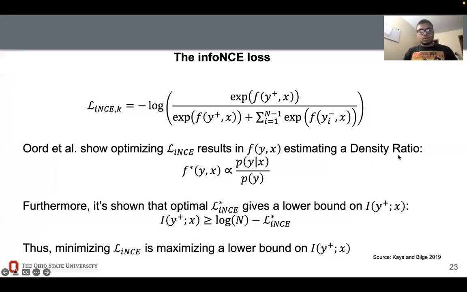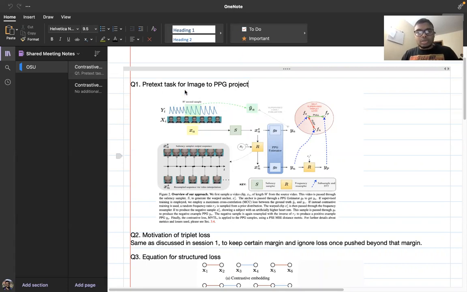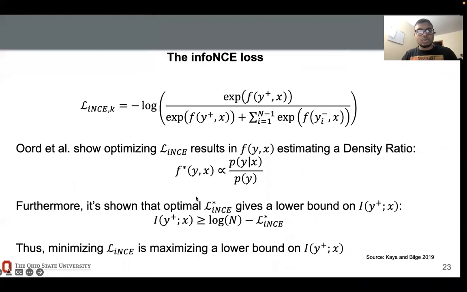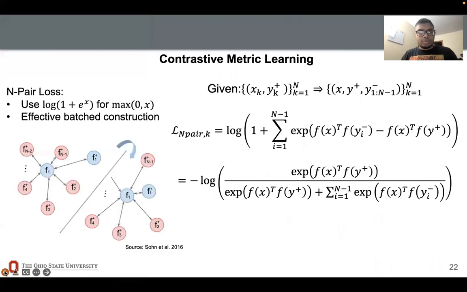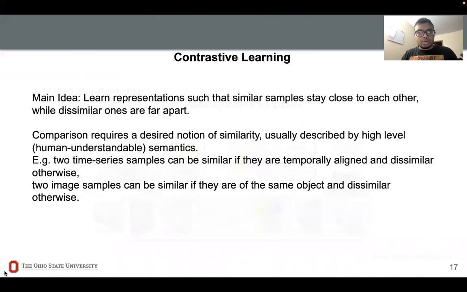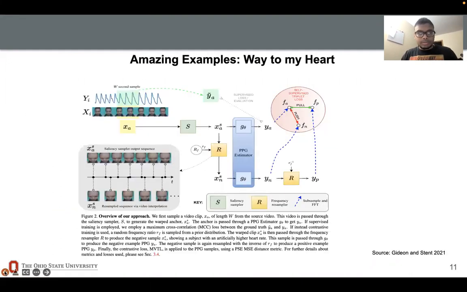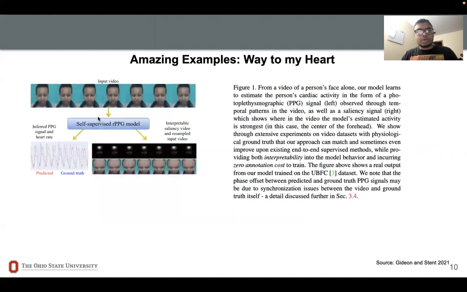All right. So we were on the slide, and as the last session discussion indicates, that it was insufficient. So one of the questions was, what was exactly the pretext task for the image to PPG project? So basically, just to remind everyone, this is the project we are talking about right here. So basically what they did was they did an unsupervised learning method.